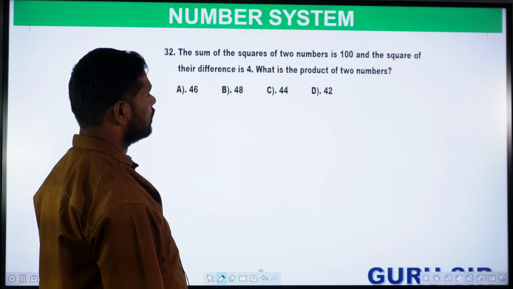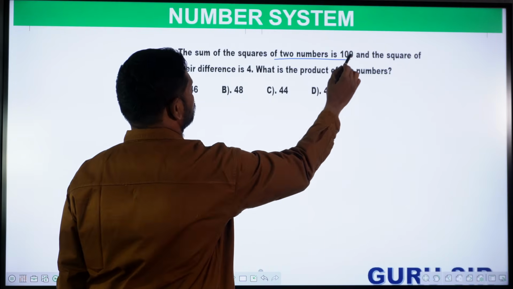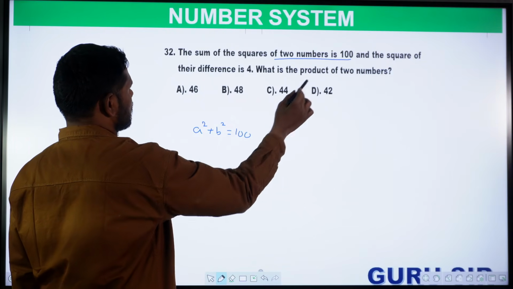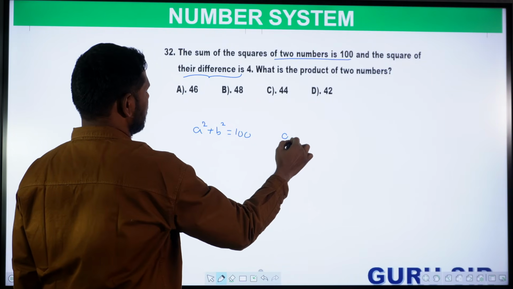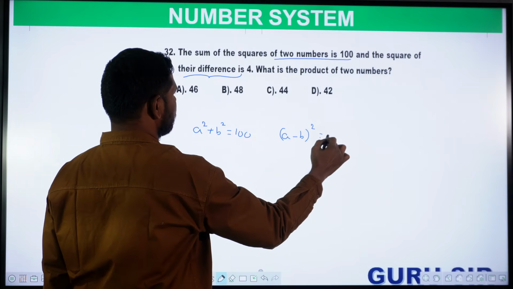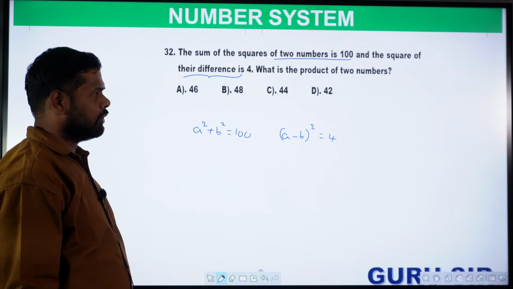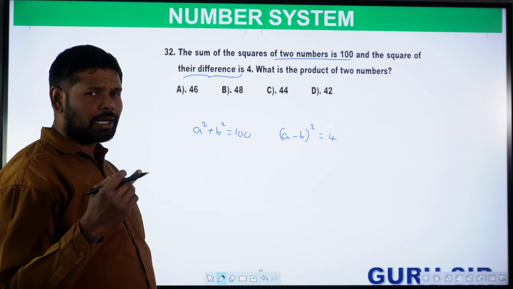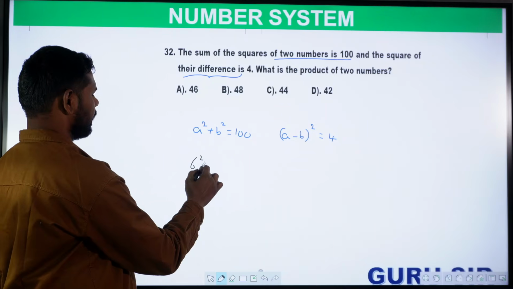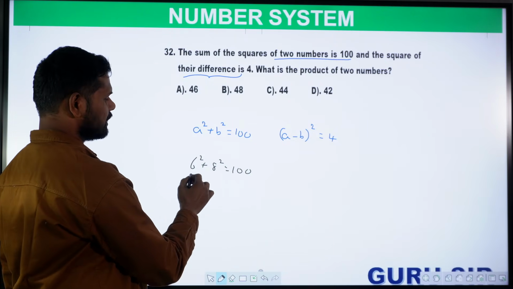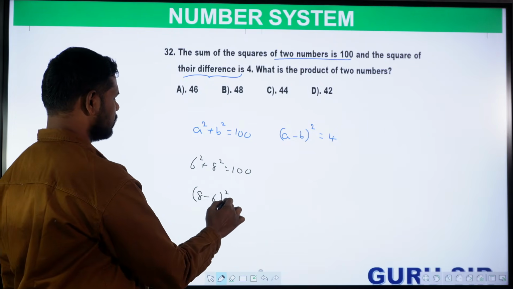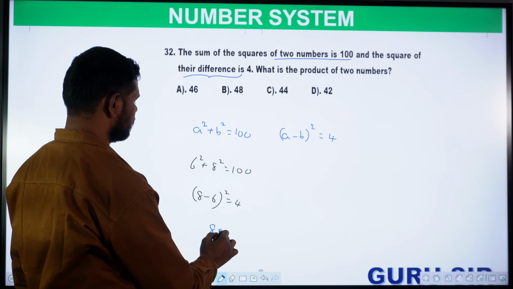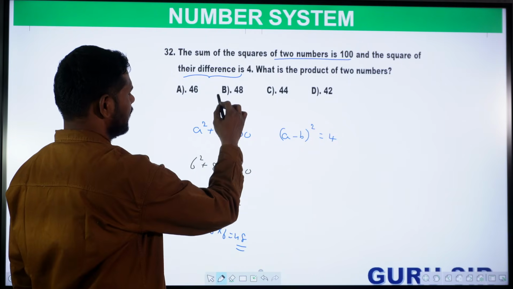Sum of squares of two numbers is 100 and the square of their difference is 4. What is the product of the two numbers? Sum of the squares of two numbers means a square plus b square equals 100. Square of their difference means a minus b whole square equals 4. If you are good at assumptions or trial and error, it is very easy. 6 square plus 8 square equals 100, 64 plus 36. 8 minus 6 whole square equals how much? 4. Satisfied. So the question is, what is the product of the two numbers? Those two numbers are 8 and 6, so 8 into 6.